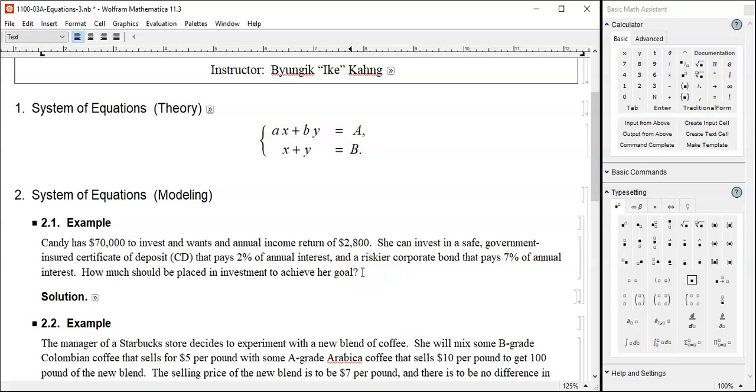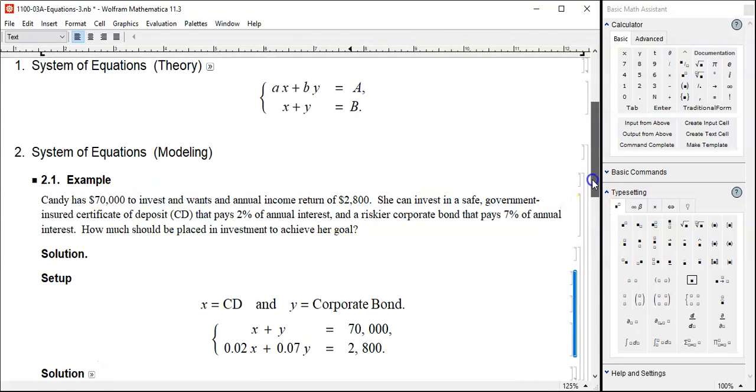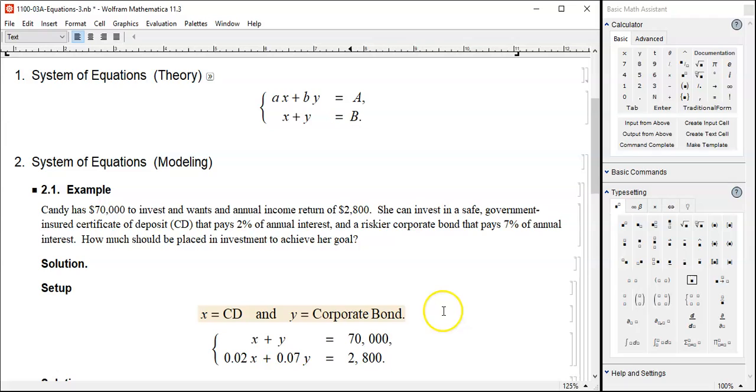Alright, how do you set it up? Hint, I already gave you a hint. X plus y equals something will show up there. Any keyword? Total, sum, that's going to be corresponding to x plus y. Okay, here we go. Here's the solution. Here's the setup. Let's say x is CD and y is corporate bond. You can choose different characters or change the order, it doesn't really matter. But the key is this. X plus Y is total $70,000 to invest. All right?